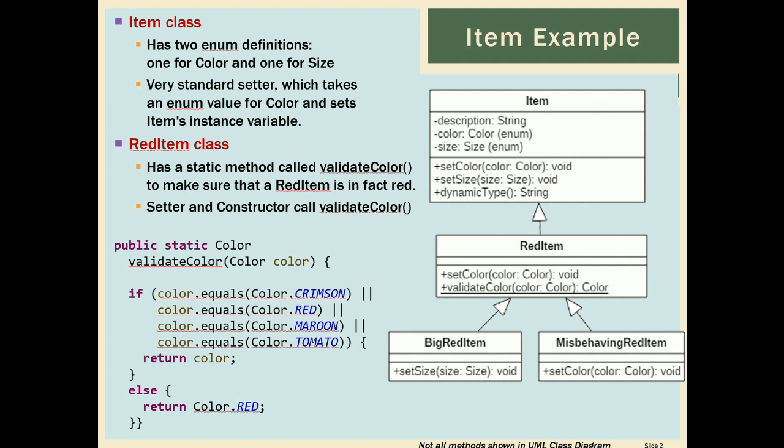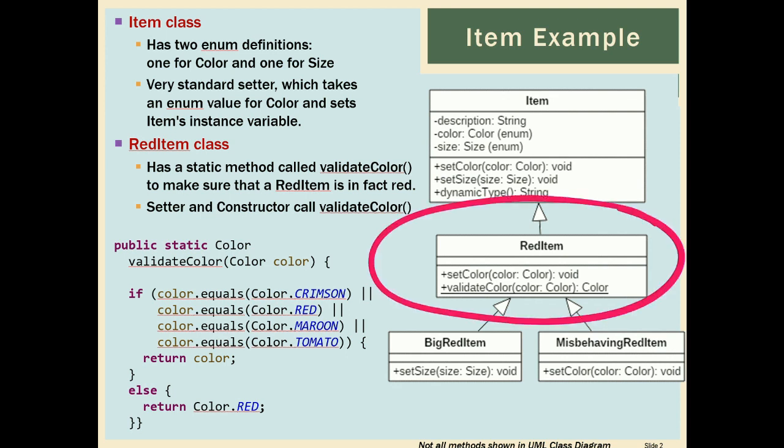And we will start off here with our item class. Items will have a description, a color, and a size. Okay, sounds pretty standard. Then we will have this subclass called red item. Red item is going to inherit from item. It adds no new instance variables, but it does have its own method called setColor, and it includes a static method called validateColor.